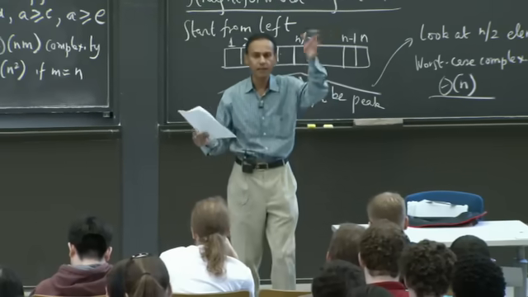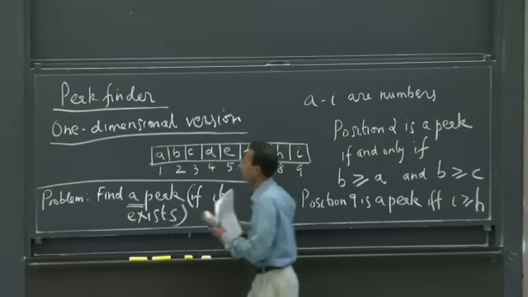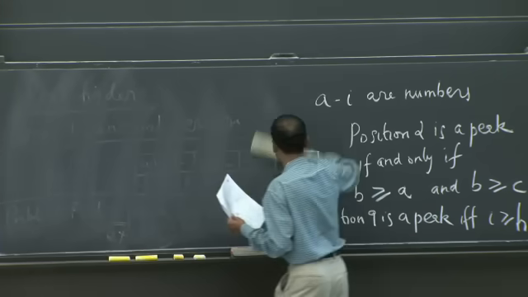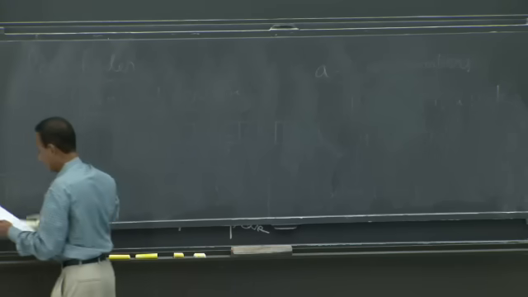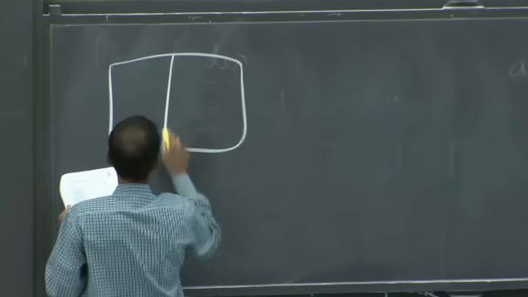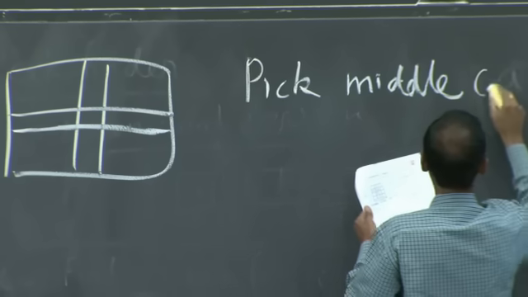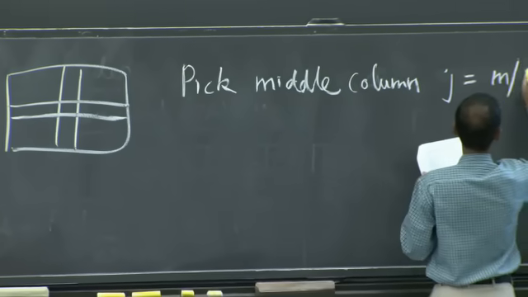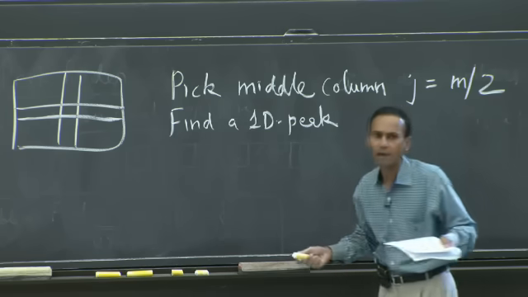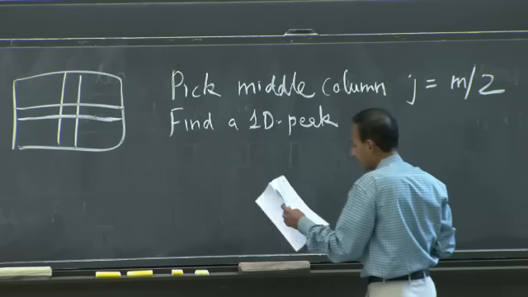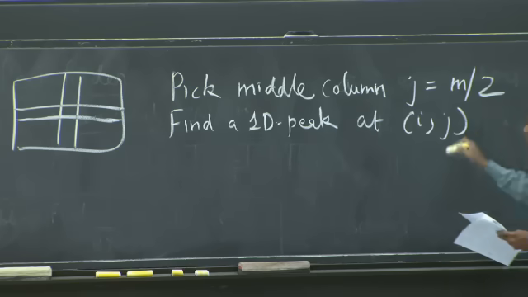So let's talk about divide and conquer. Let's say that I did something like this, where I just tried to jam the binary search algorithm into the 2D version. So what I'm going to do is pick the middle column, j equals m over 2, and I'm going to find a 1D peak using whatever algorithm I want, and I'll probably end up using the more efficient algorithm, the binary search version. And let's say I find a peak at ij, because I've picked a column, and I'm just finding a 1D peak.